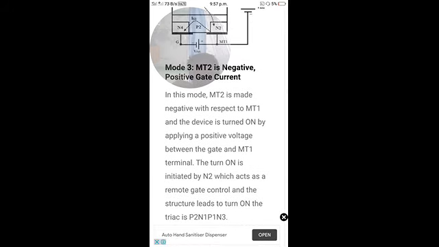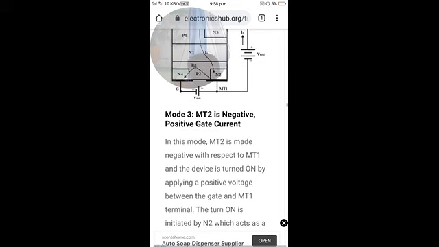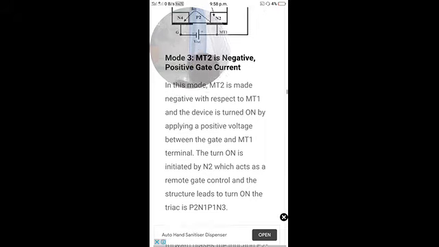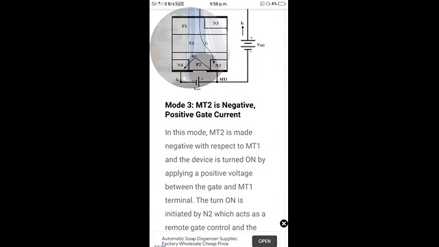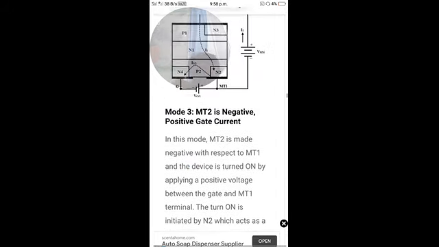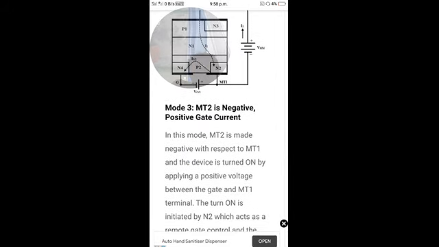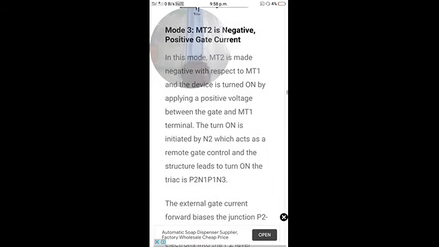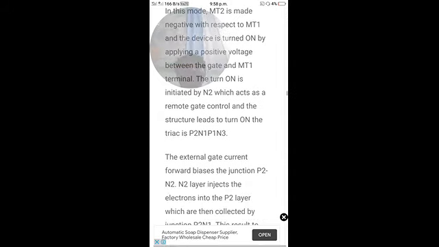The turn on is initiated by N2, which acts as a remote gate control, and the structure leads to turn on. So the path is P2, N1, P1, N3. Which layer has disappeared here? The N2 layer. There is no N2 layer, because it is connected simultaneously to the positive and negative supply.